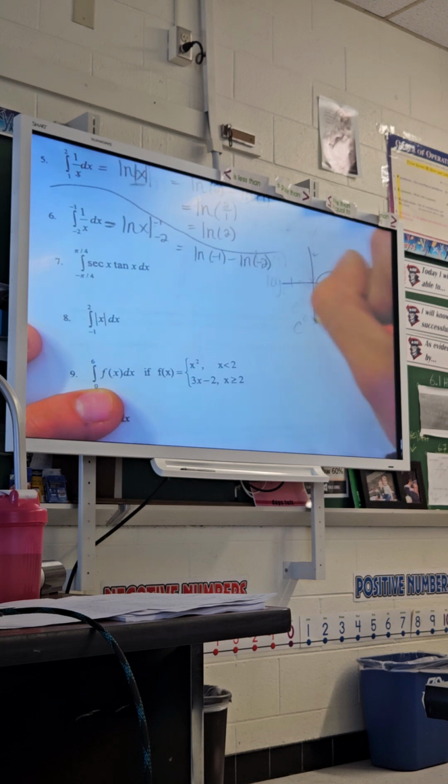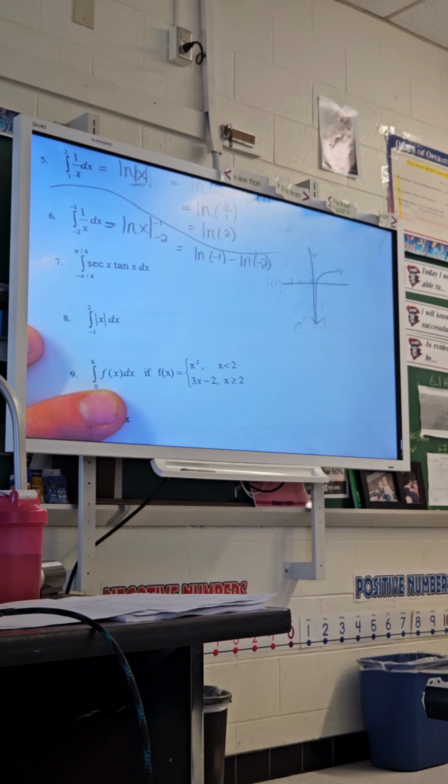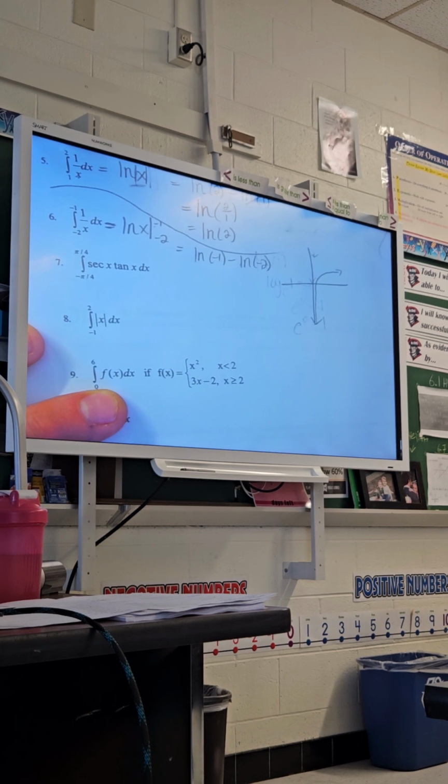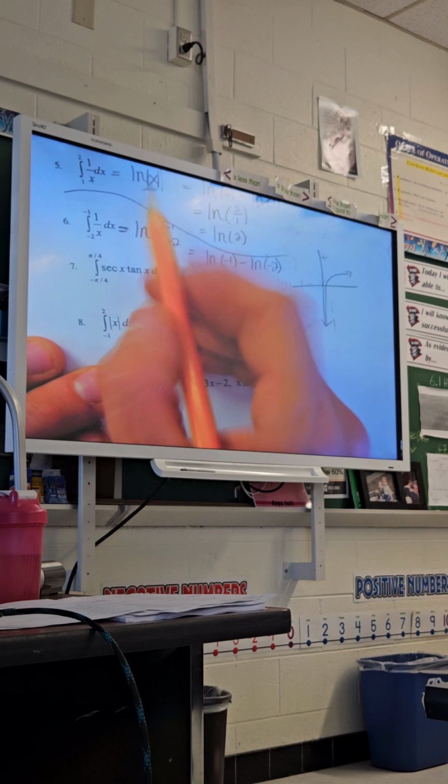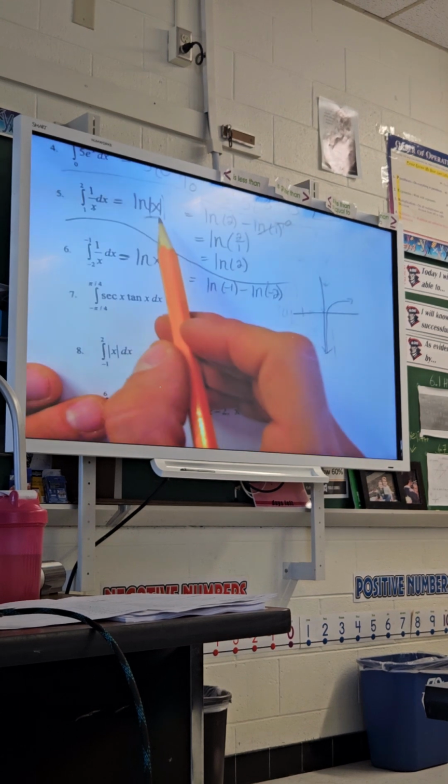Oh, you did put it in absolute value. Because of the negative. Right. For that, because it has negative limits. If you already have positive limits, you don't need it. But if you have negative limits, then you have to use your absolute value in order to find the area.